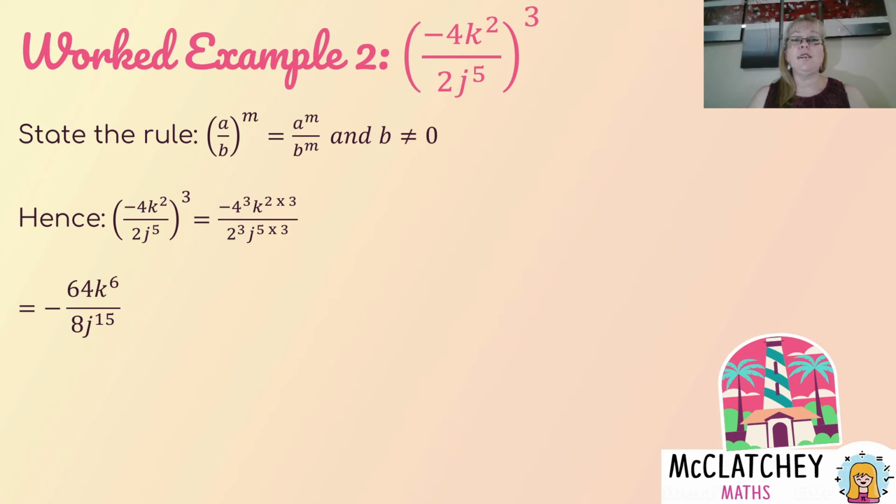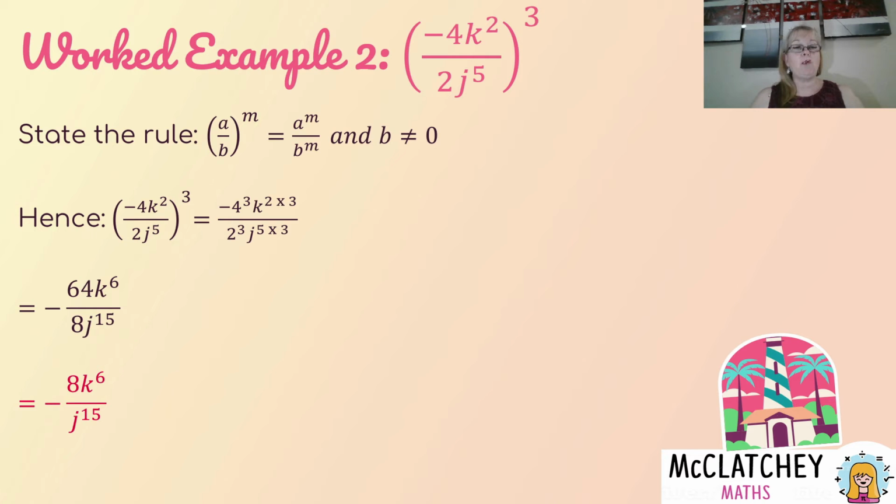So now what I've got is, I've now put this negative out the front here. Doesn't matter if it's here or if it's here. It's the same thing. So negative 64 over 8. I can actually simplify this. 8 divides into 64 8 times, because 8 times 8 makes 64. So it's actually going to be negative 8 K6 over J15.